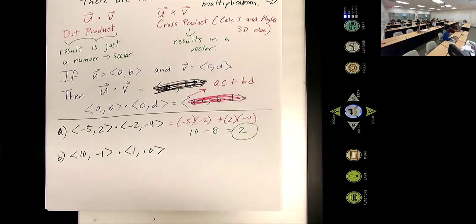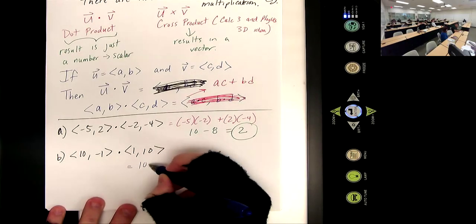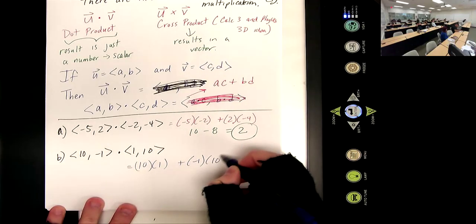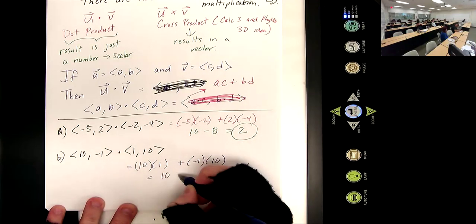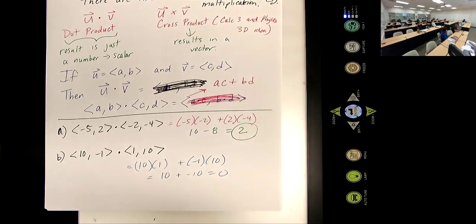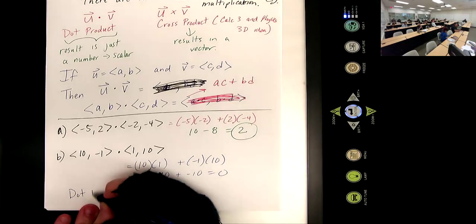What about this one? It's -10, so 0. 10 times 1 plus -1 times 10. 10 plus -10 is 0. It turns out a dot product of 0 is really nice, as we're about to talk about.